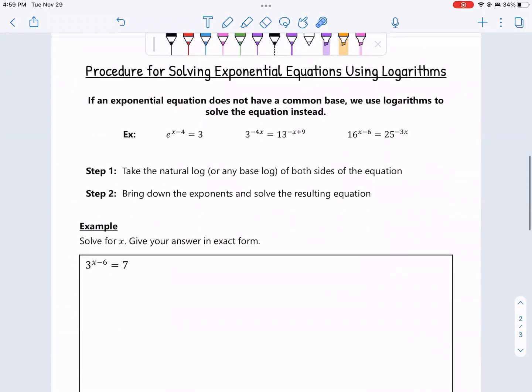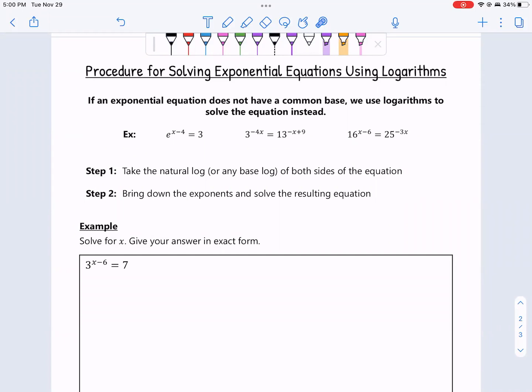All right, so let's talk about the procedure for solving exponential equations when they don't share a common base. If we have an exponential equation that doesn't have a common base on both sides, we use logarithms instead. Looking at these, like e and 3, those don't share a common base. 3 and 13, no common base. 16 and 25, no common base, right? 16 is 4 squared, 25 is 5 squared, but 4 and 5 are not the same number.